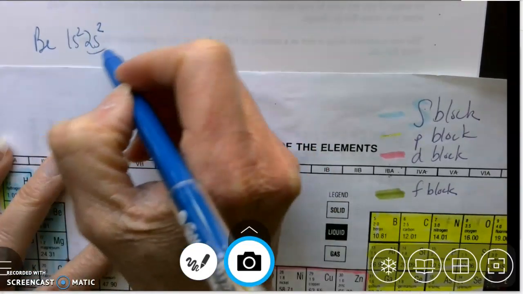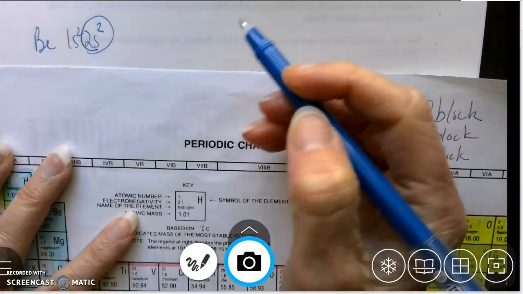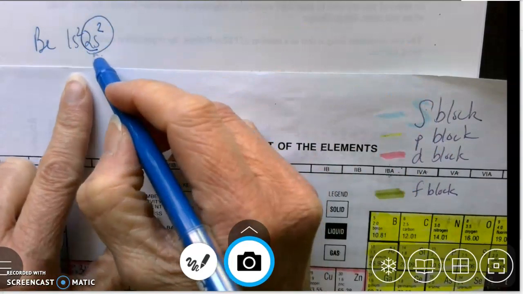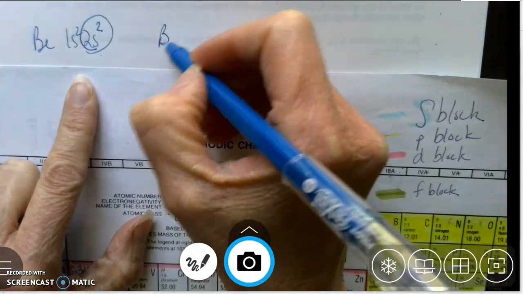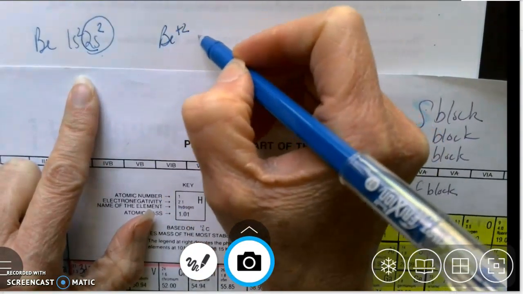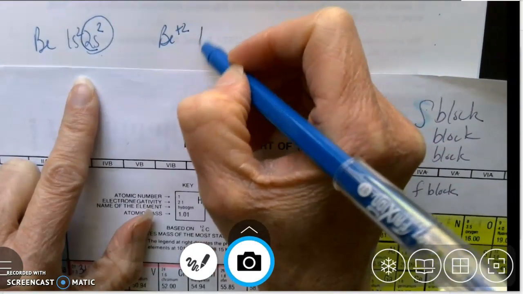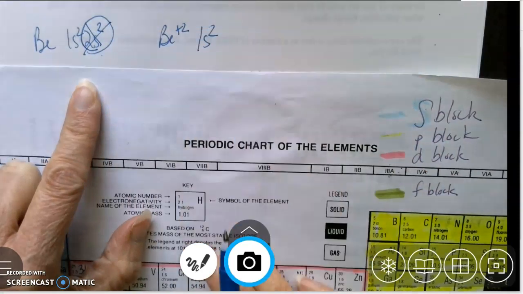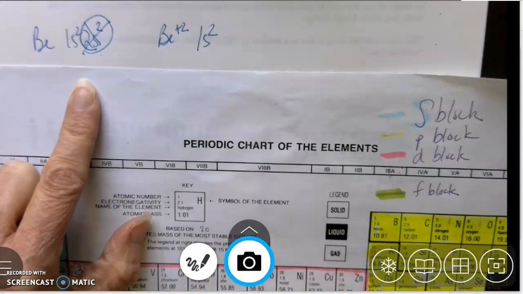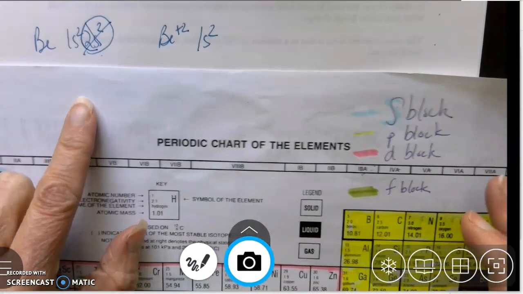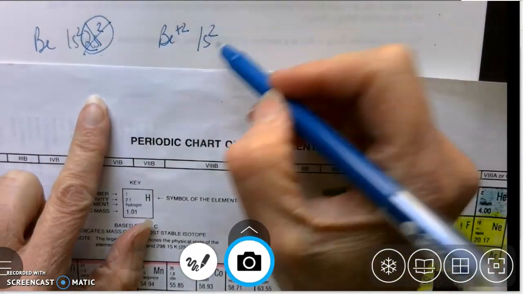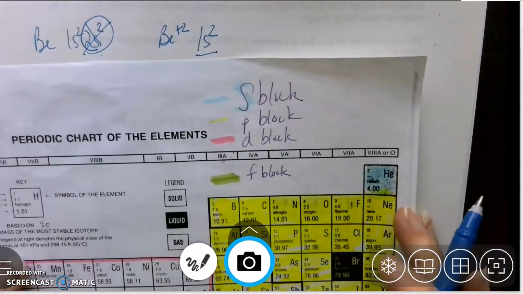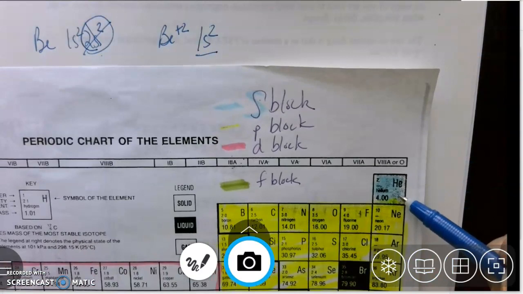What happens in bonding is the valence electrons are given away. So beryllium is going to form a +2 ion, and as a +2 ion, it has the electron configuration of 1s2 because it's given these 2 electrons away. So what you might know is 1s2 we already had. That is the electron configuration for helium.